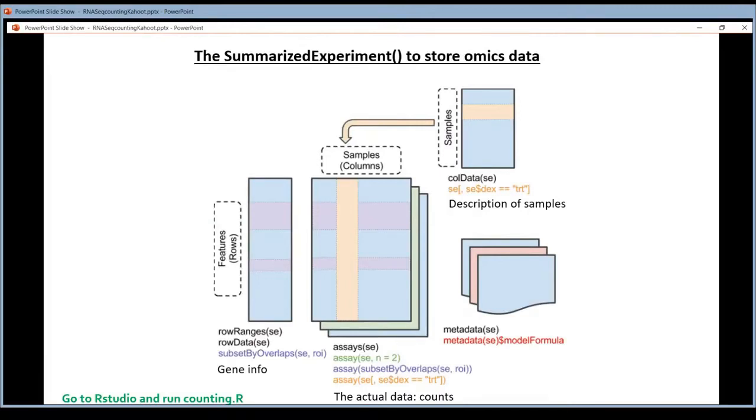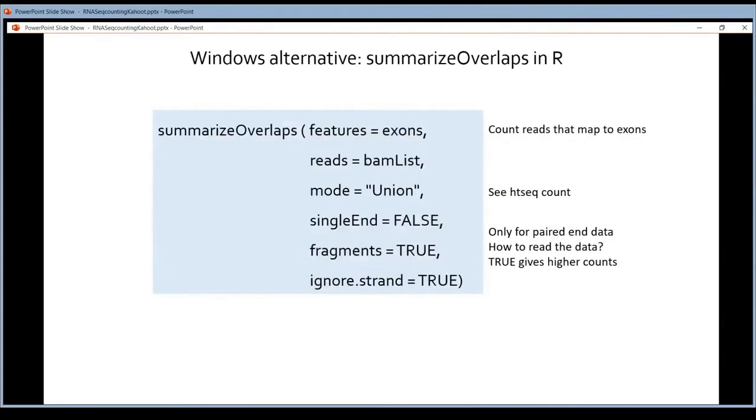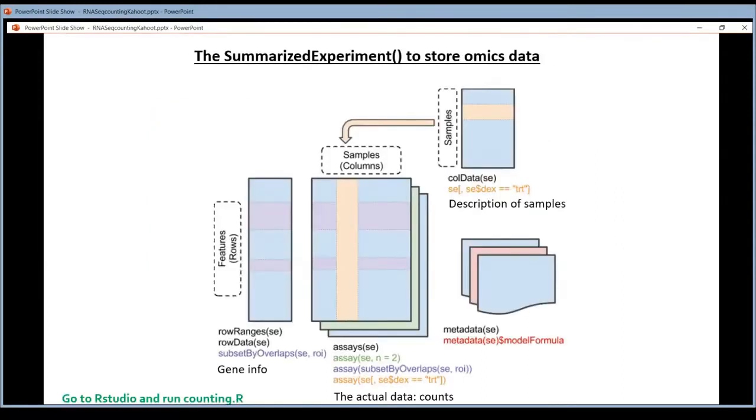Now the last one, feature counts, will generate a list. Everybody knows how to work with a list if you have worked in R, so that's not special. But the summarize overlaps function generates a very special data type, and that's called a summarized experiment.